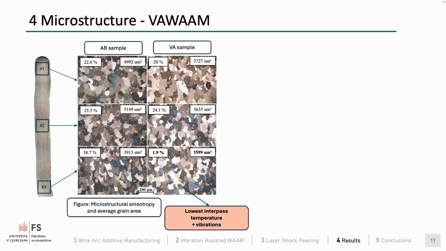We also took some optical microscopy pictures from the cross-section of our manufactured products. We see that in the as-built sample, the average grain area was significantly higher than in the vibration-assisted sample. And also with the lowest interpass temperatures plus vibrations, we also managed to annihilate the whole microstructural anisotropy, that is defined as the ratio of the average grain length area in the Z and Y direction.